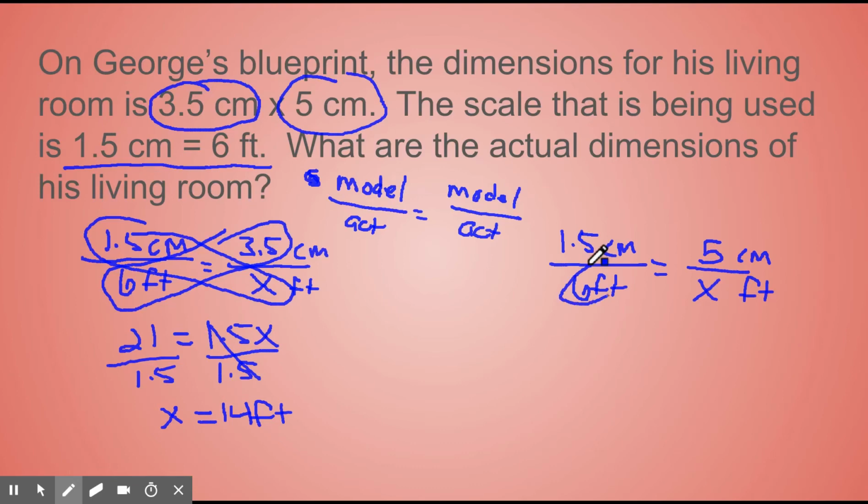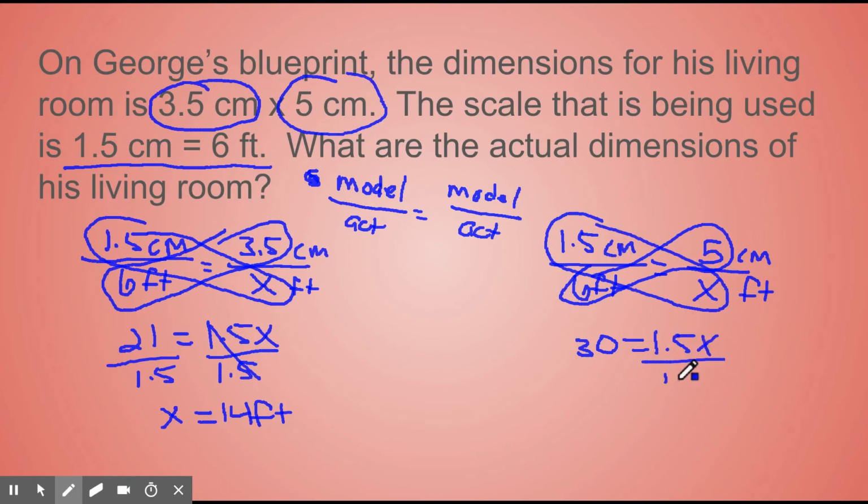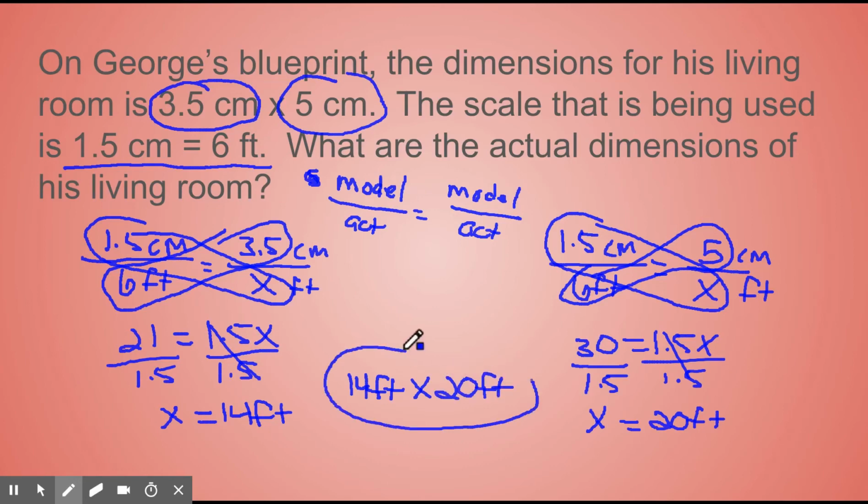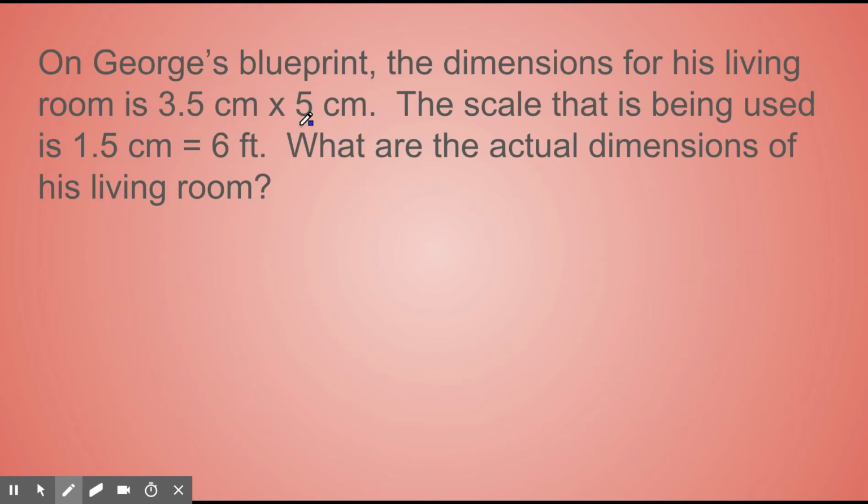And so let's do the second one. In this case, 6 times 5 is 30. 1.5 times x is 1.5x. Divide both sides by 1.5. And x is equal to 20. And when you write your answer, when they're asking for dimensions, you want to put it as 14. You do the smaller one first. 14 feet by 20 feet. And that's your answer. So really the only difference in a dimension is that you have to do two proportions because you need both measurements, the length and the width, or the base and the height. Okay? All right, so let's do another one.